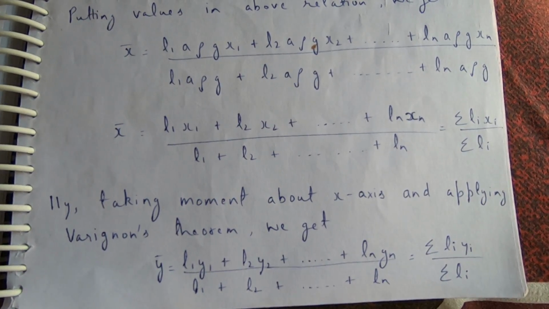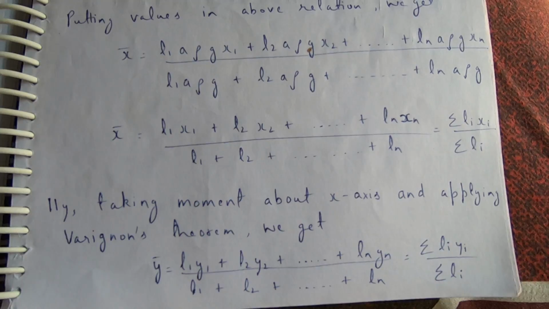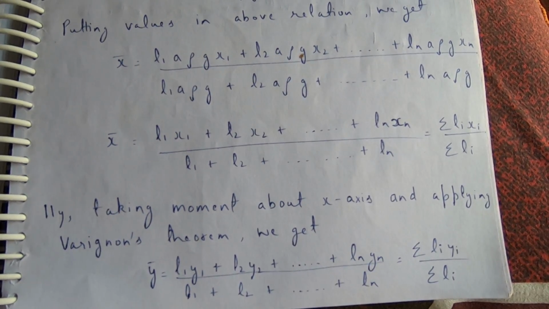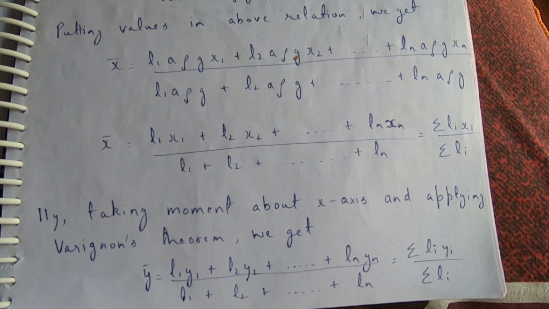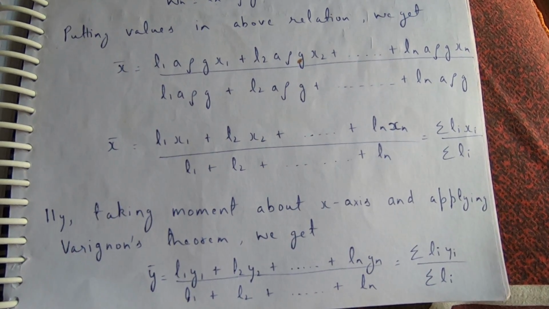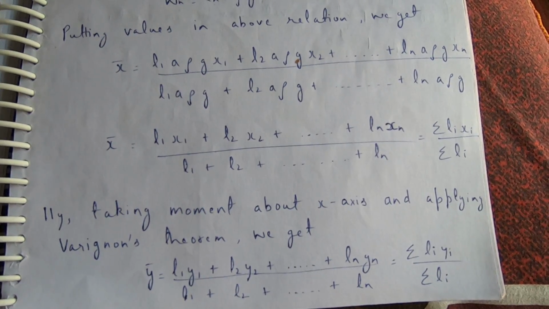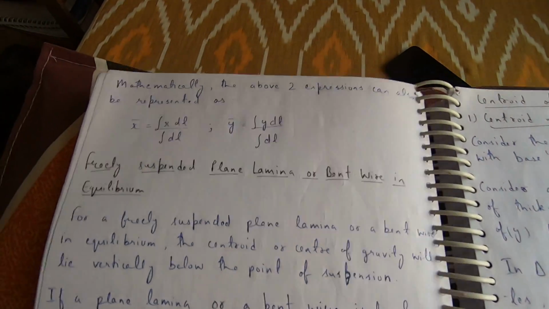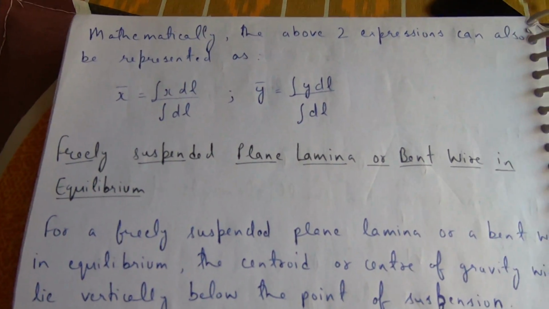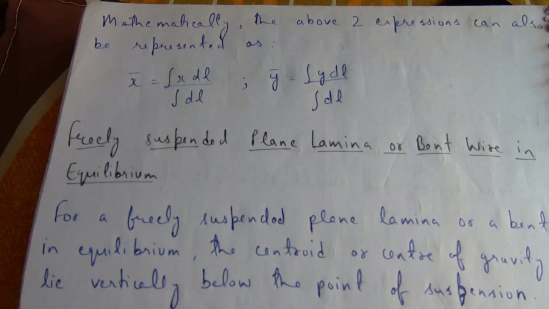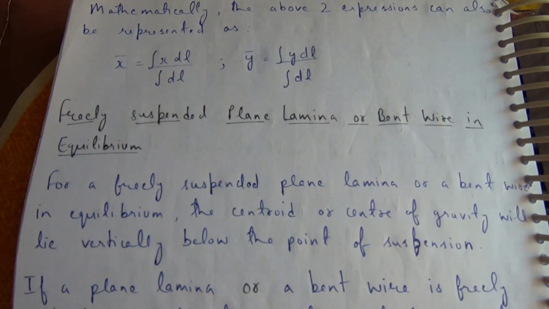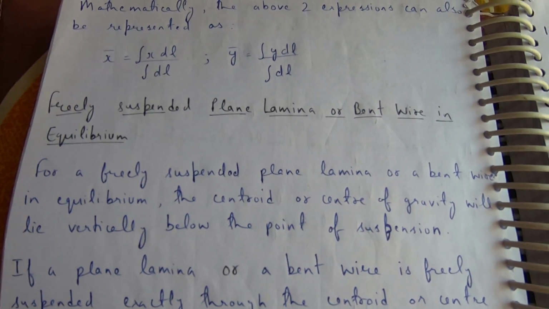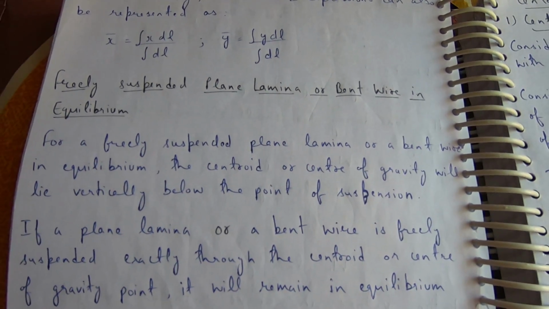Similarly, taking moment about x-axis and applying Varignon's theorem, we get y bar is equal to L1 y1 plus L2 y2 plus ... plus Ln yn divided by L1 plus L2 plus ... plus Ln, which is equal to summation Li yi divided by summation Li. Mathematically, the above two expressions can also be represented as follows: x bar is equal to integral x dl divided by integral dl, y bar is equal to integration y dl divided by integration dl.